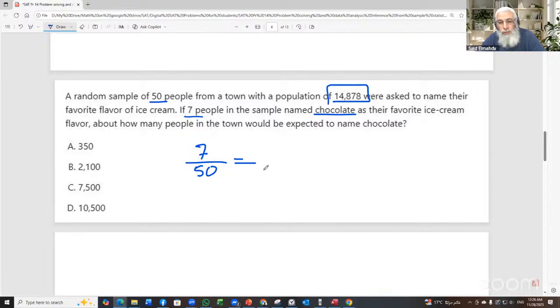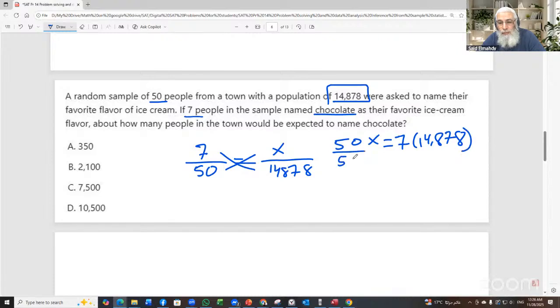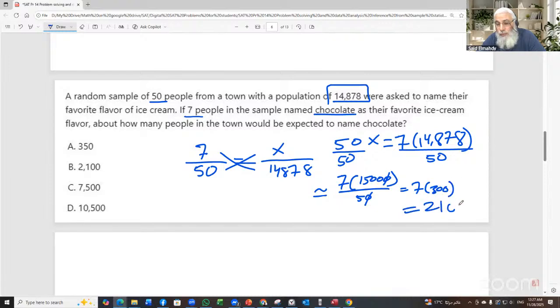So this is the whole town, 14,878. So x, cross multiply: 50 times x is equal to 7 multiplied by 14,878, divided by 50. I'll approximate this, you can use a calculator to find out, but if I do 15,000 divided by 50, the 10 cancels out, and 15 divided by 5 is 3, so this is 7 multiplied by 300, approximately 2,100, which is just approximately.